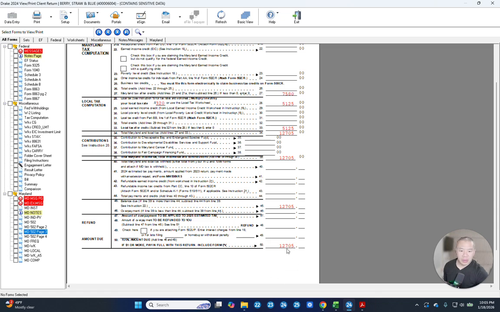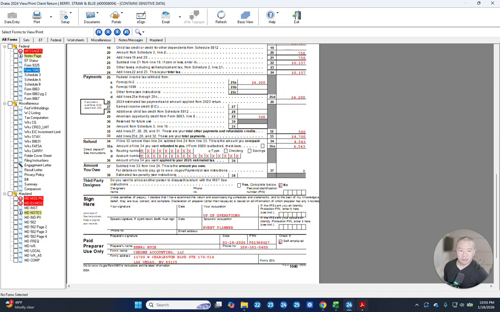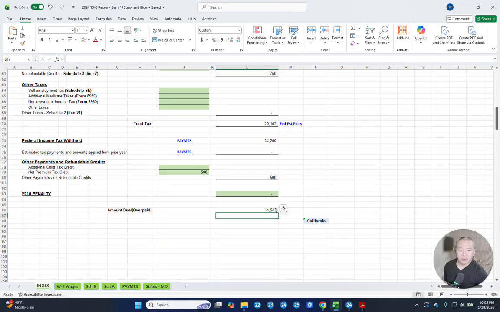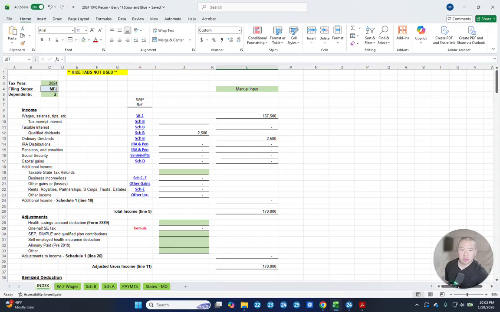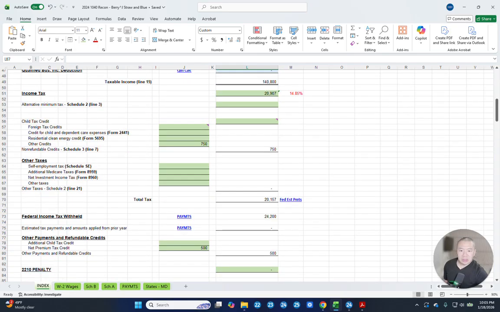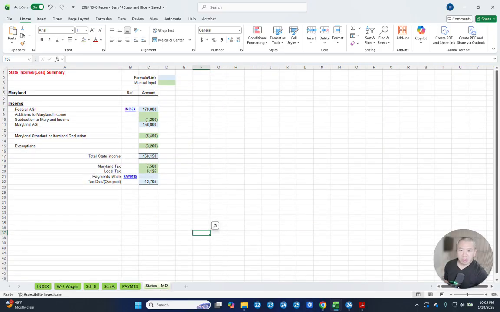Oh, and also to match, $12,705 is Maryland taxes owed, and then federal should be a refund of $4,543. And if I check my reconciliation, $4,543 is the refund since everything matches: wages, dividends, standard deduction, taxes. There's the education credit and the $500 refundable education credit. For Maryland, there's a $1,200 subtraction, $5,450 standard deduction, $3,200 exemption, state income, Maryland tax, local tax, tax due $12,705.